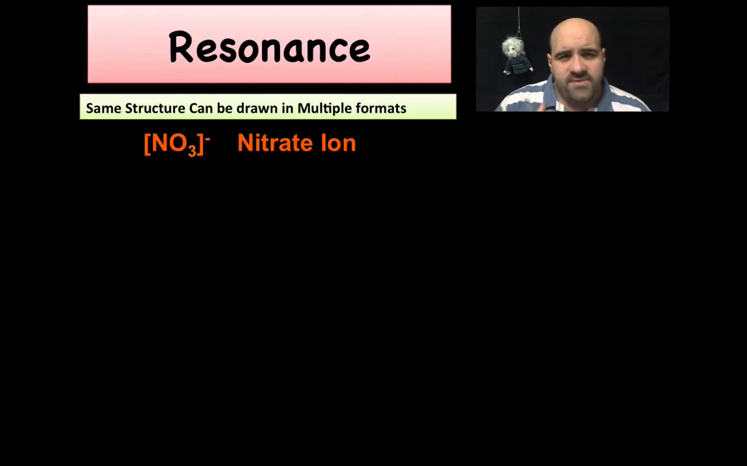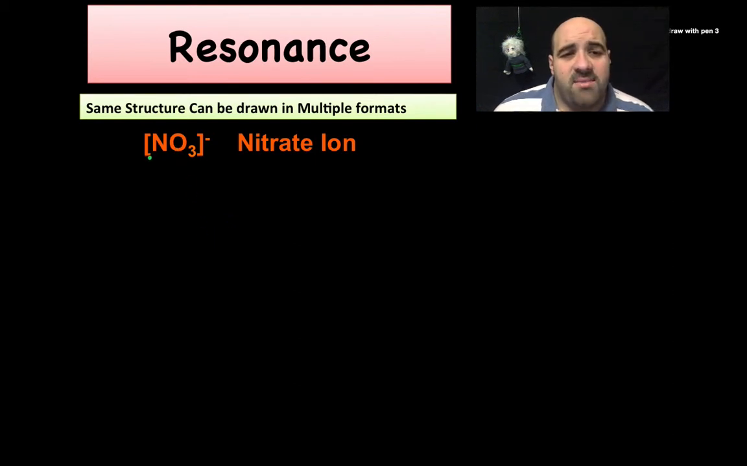Today we're going to talk about resonance structures and what they are in chemistry, how to draw them properly. So the first thing we're going to start with is the resonance structures for the nitrate ion. And recall that nitrate is NO3 with a minus one charge. So let's draw the Lewis structure for this. We have to draw the Lewis structure first.